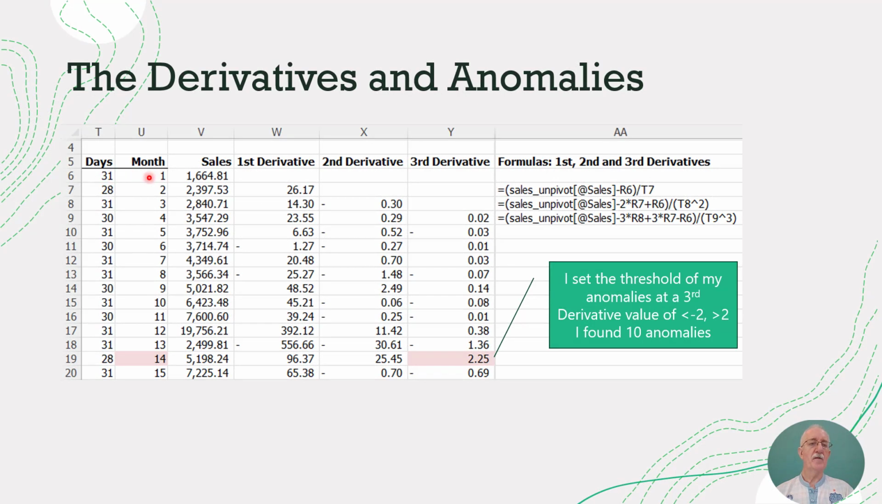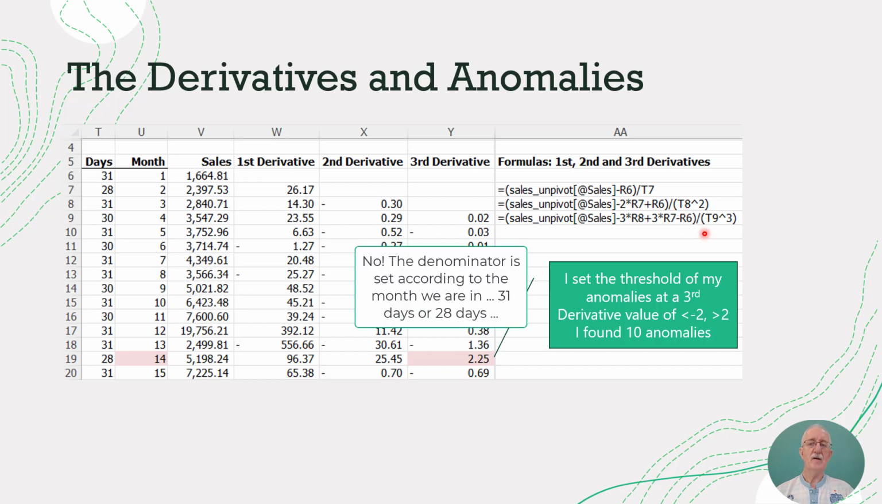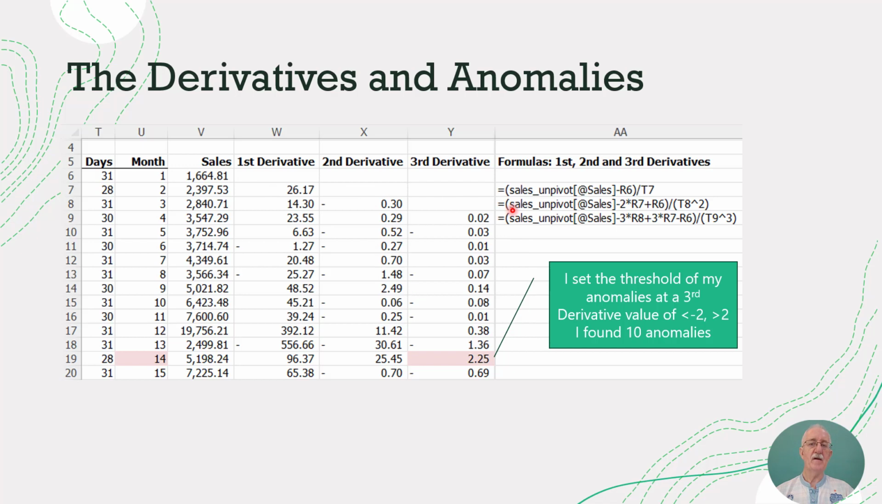Days, month number, actual sales, the first order derivative using this formula, this one, minus this one, divided by the difference between these two, which is 1. In every case, it's 1. So you'll see in the formula that the denominator is always 1. 1 to the power of 1, power 2, power 3. The second order derivative is this one. And the third order is this one.